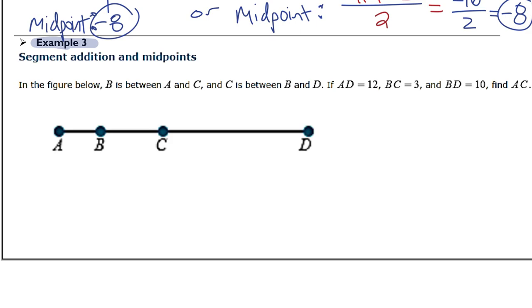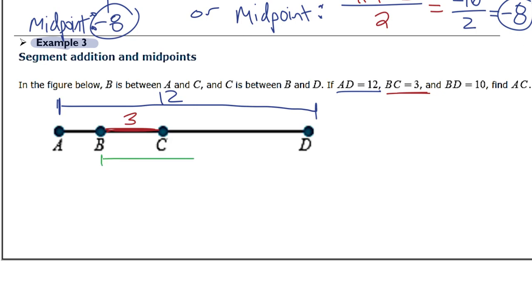So AD is right here, that full length. Let's go ahead and do that in blue like we did the other time. So A to D, all the way from here to here, is in fact 12. We know that BC, which is right here, let's do that in red, BC is 3. And we know that B to D, from here all the way to here, is actually 10. So this whole length is in fact 10.